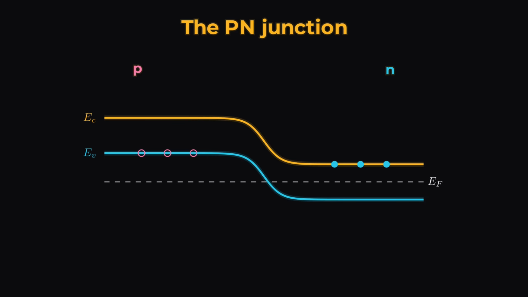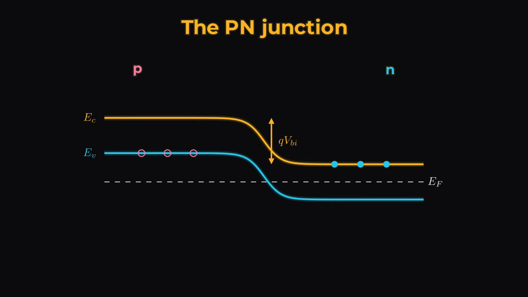The conduction band holds free electrons. The valence band holds holes. The Fermi level marks the equilibrium energy. In equilibrium, the Fermi level is flat across the whole junction. The bands bend to make this happen. The amount of bending equals Q times VBI.